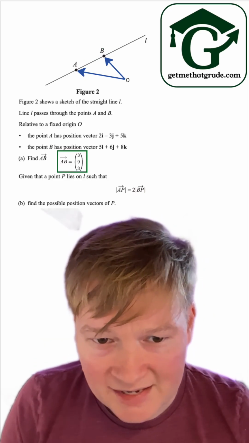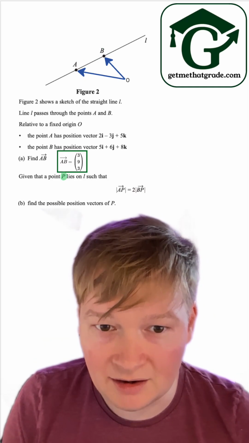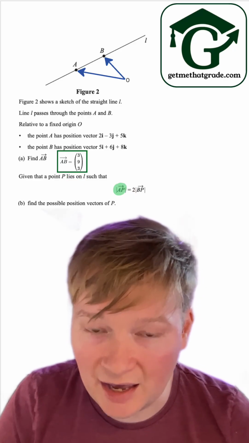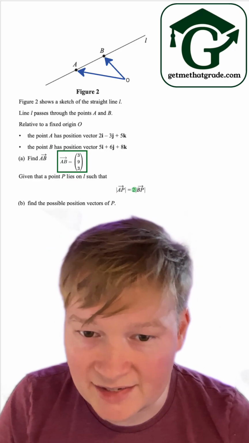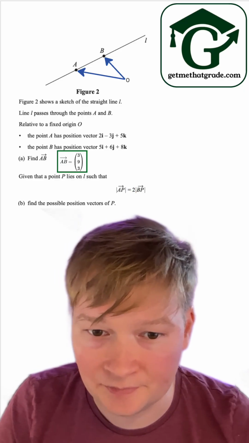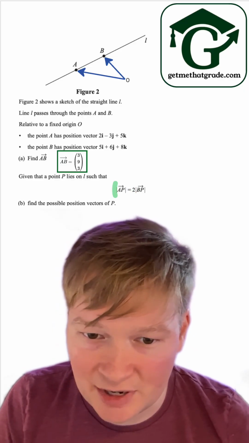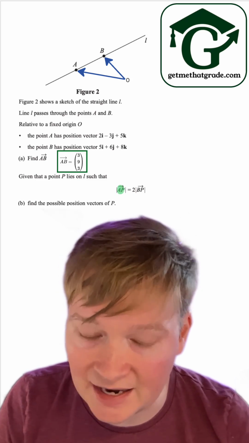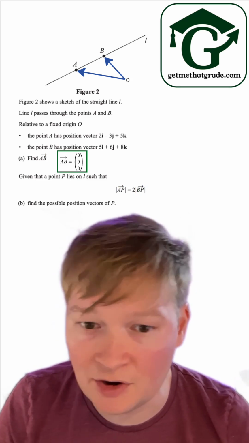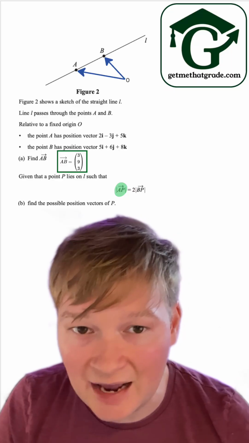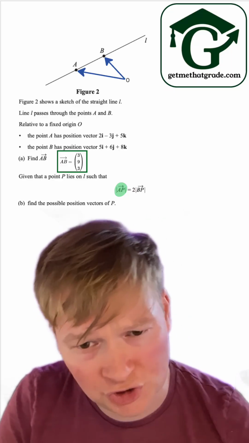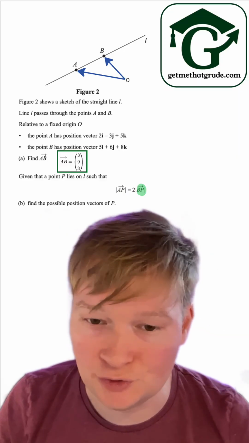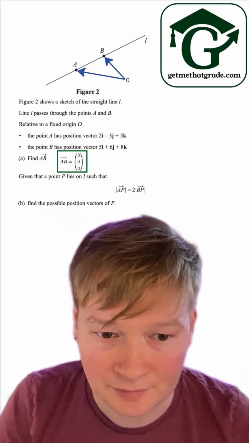Let's look at part B. In part B it says, given that a point P lies on the line L such that the distance A to P is twice the distance from B to P. How do I know that's a distance? Because of these modulus signs. So it's not saying the vector A to P is twice the vector B to P. No, it's saying the distance, the length, the magnitude, the modulus of that vector is twice the length, the magnitude, the modulus of this vector.